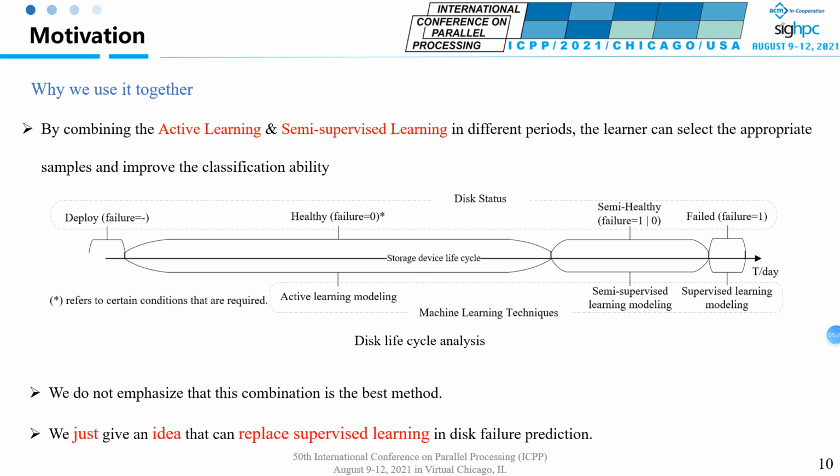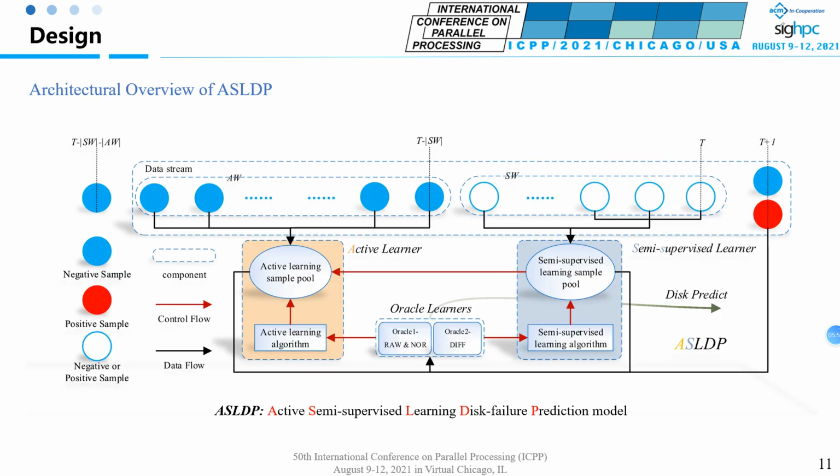Finally, why do we use them together? As shown in the figure, by combining active learning and semi-supervised learning in different periods, the learner can select the appropriate samples and improve the classification ability. Here we do not emphasize that this combination is the best method, but just give an idea that can replace supervised learning in disk failure prediction.